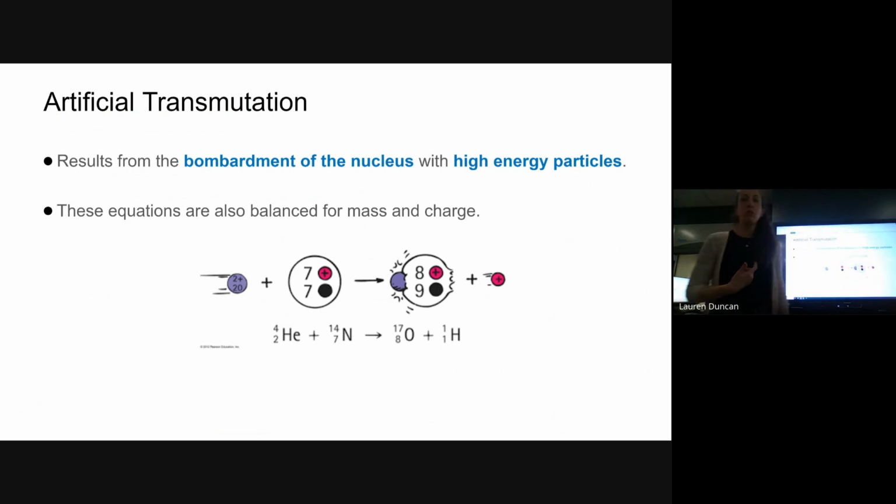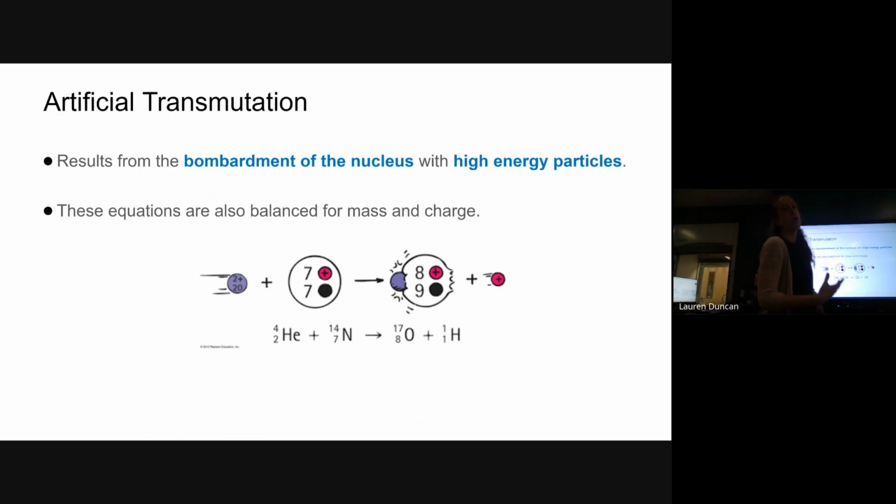But basically, artificial transmutation occurs when we as humans take some stable nucleus and force transmutation to occur by hitting that nucleus with a very high energy particle.